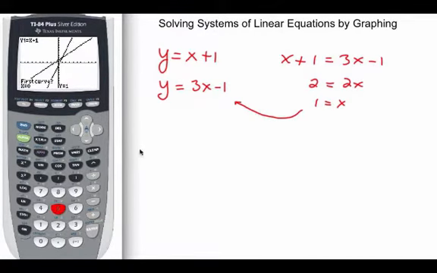intersect. And the question the calculator will ask us is, what are the two equations you wish to find the intersection for? And the first curve it's asking us, is y1 what we would like? And the answer is yes, and so we press enter. And then it asks, what is the second curve? And there's our second curve. That is indeed the one we want. And we say yes again.